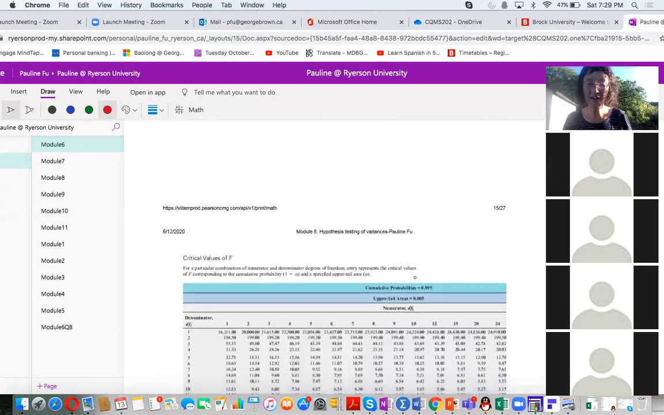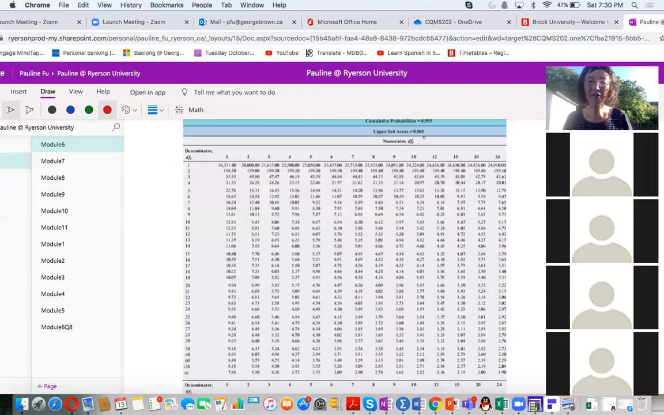Upper tail area 0.005, degree of freedom for numerator 12, degree of freedom for denominator 13, and then see, this is the critical value, exactly the same as we found from the calculator, 4.43, to 2 decimal places. Okay. All right, that's all for today.